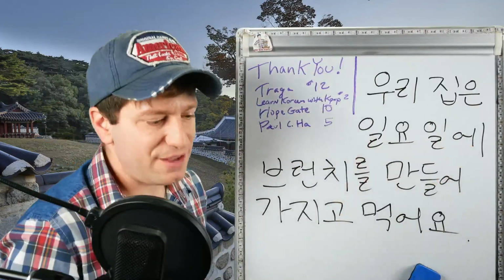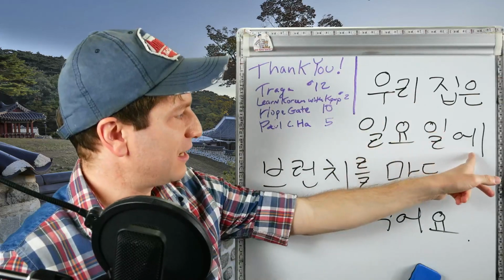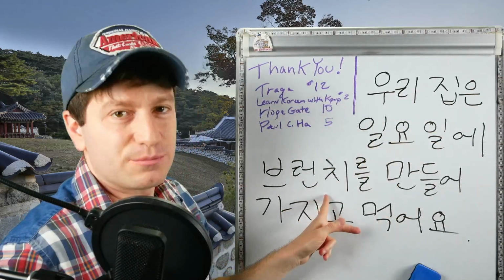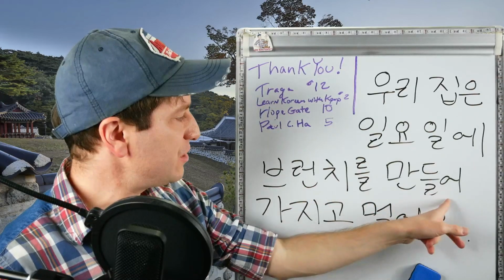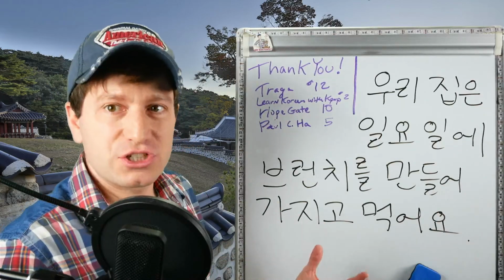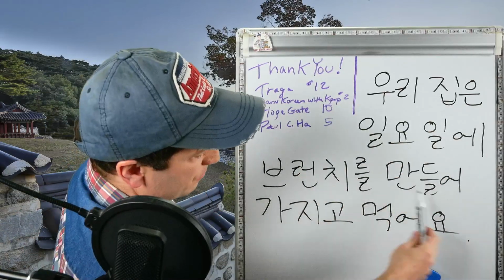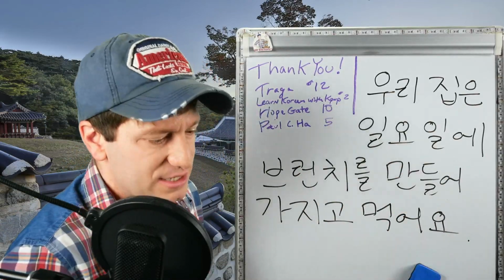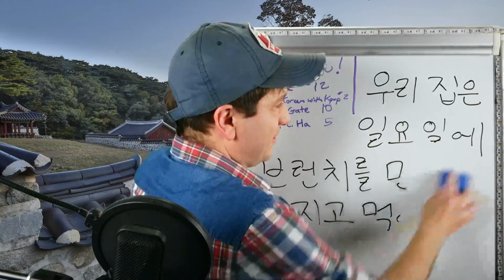우리 집은, so my family, literally my house or our house, 일요일에, on Sunday, 브런치, brunch. 브런치를 만들다, to make brunch. So we make brunch, 가지고, and then we do something with brunch, 먹어요. So we make and eat brunch. 우리 집은 일요일에 브런치를 만들어가지고 먹어요. So on Sunday, my family makes brunch, and then we eat it together.